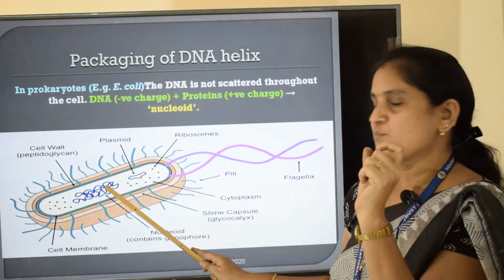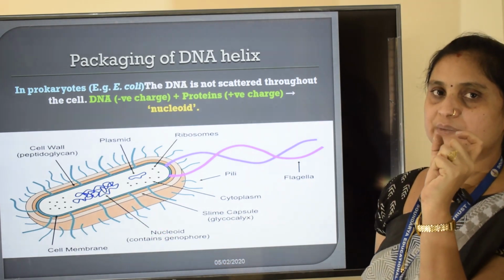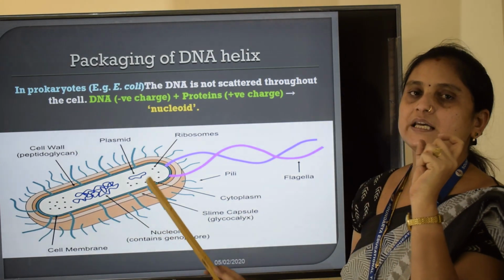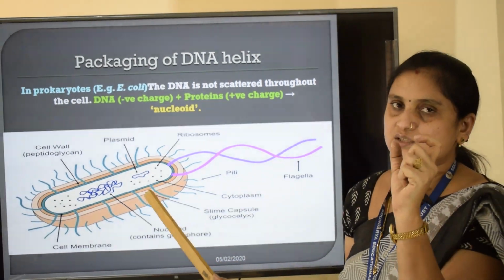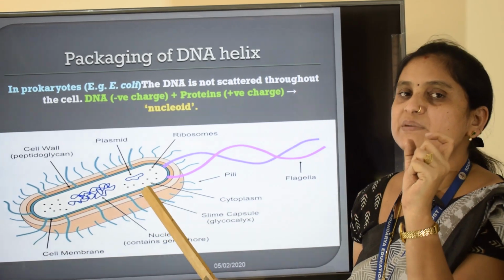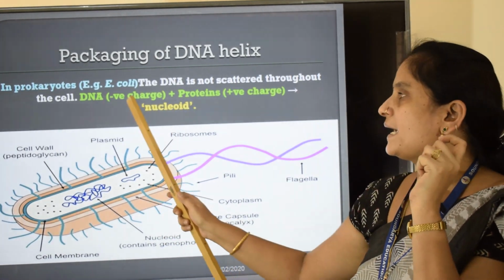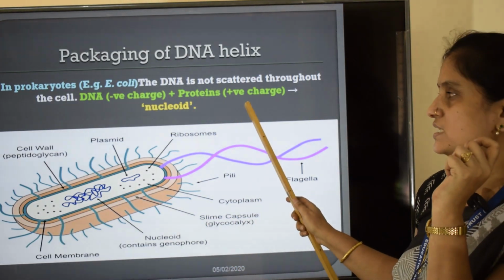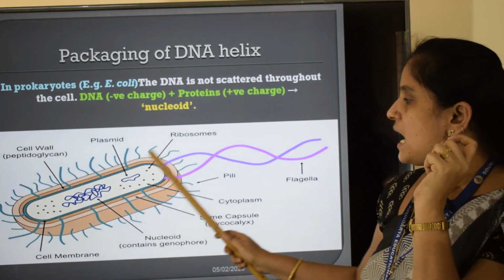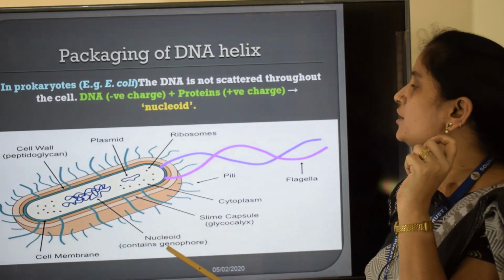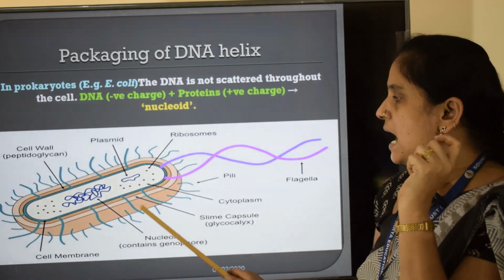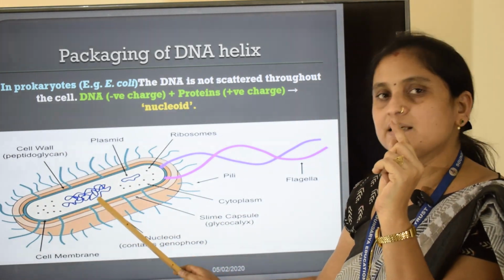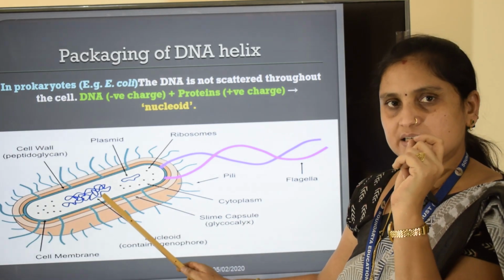So in prokaryotes, the packaging mechanism is very simple. How is it? In the typical E. coli bacteria, which has around 1.36 millimeter of DNA, which is negatively charged, it is associated with proteins which are positively charged, and forms a highly looped structure called the nucleoid. That is not freely scattered throughout the cytoplasm, but is held restricted to one particular region.